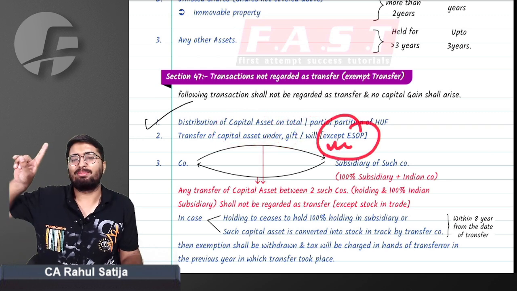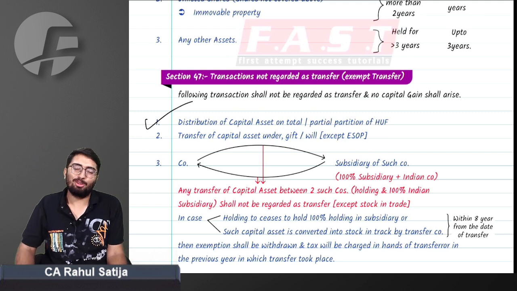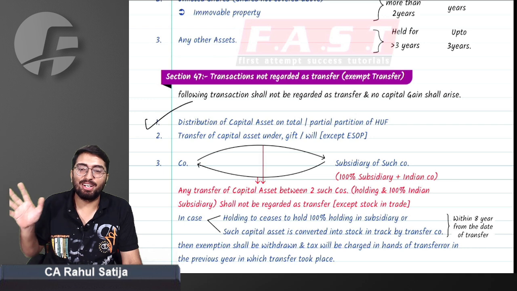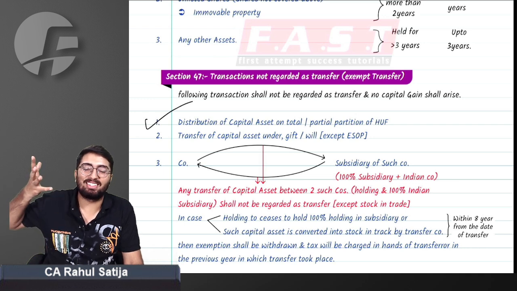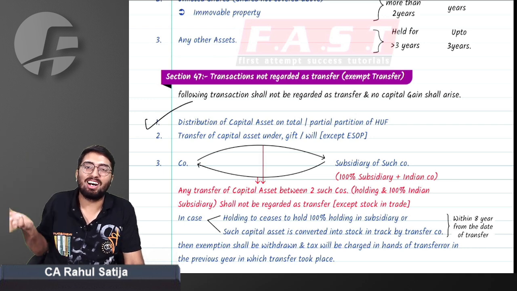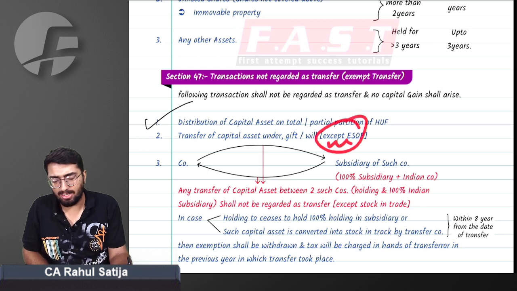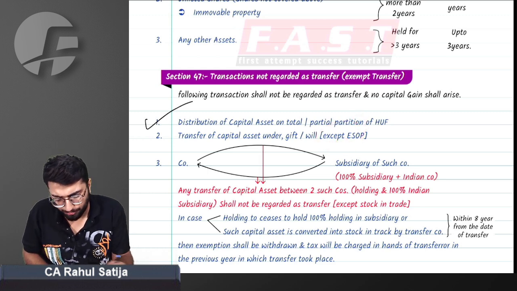But ESOP will not be an exempt transfer, because ESOP is not a gift. ESOP is the earning of their sweat, earning of their toil, earning of their blood. Employees work hard, because of which they earn ESOPs. Therefore, it is not a gift. It will not be treated as an exempt transfer. It will be a taxable transfer.